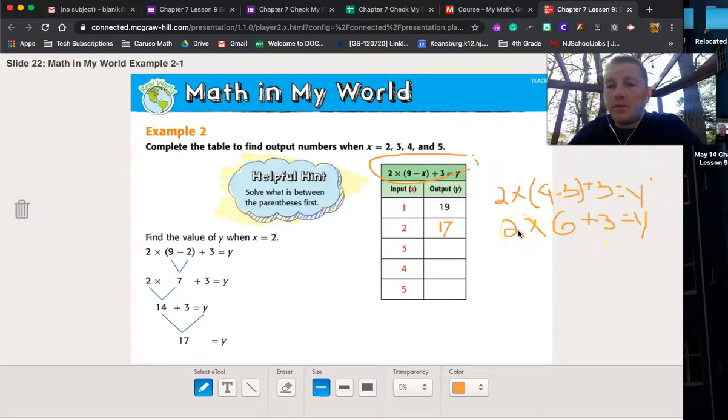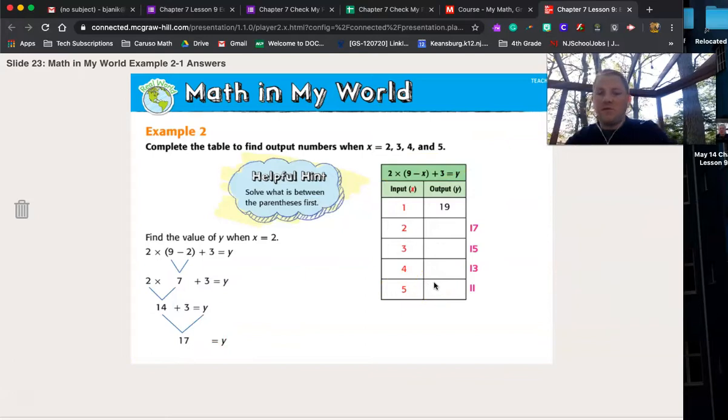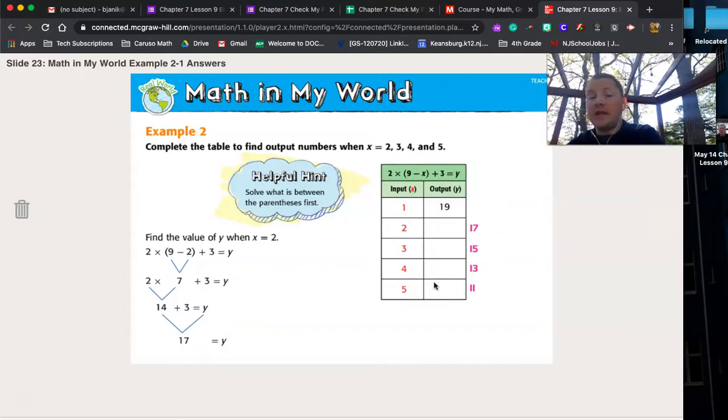Okay, so now we're going to do our multiplication. 6 times 2 is 12. Then bring down our plus 3, and then bring down our y. And then we're going to do 12 plus 3 is 15 equals y. And over here in our chart, we'll put our 15. And that's how we go through the chart. And if we check our answers with what the book has, 17, 15, and then this goes down to 13 and 11, so we can see that the pattern each time goes down by how many?